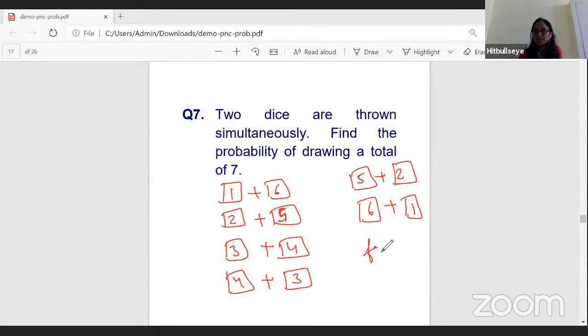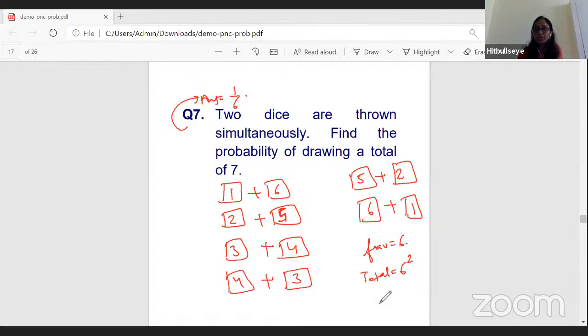So favorable cases have come out to be 6, and we just discussed that total cases are 6 raised to power 2. So the probability will be 1 by 6. So the needed probability of this question comes out to be 1 by 6. Is that clear, everyone?